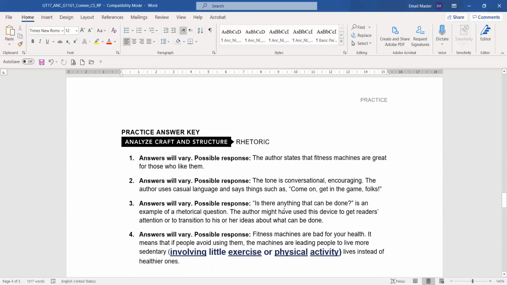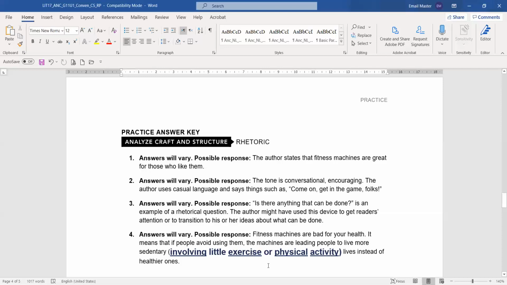And here, the third question, the rhetorical question, is there anything that can be done? It is an example of a rhetorical question. The author might have used this device to get readers' attention or to transition to his or her ideas about what can be done. The purpose of a rhetorical question, as we said, is not to expect an answer. It's just so the readers pause and think about that question on their own. They try to maybe find a solution about the issue.